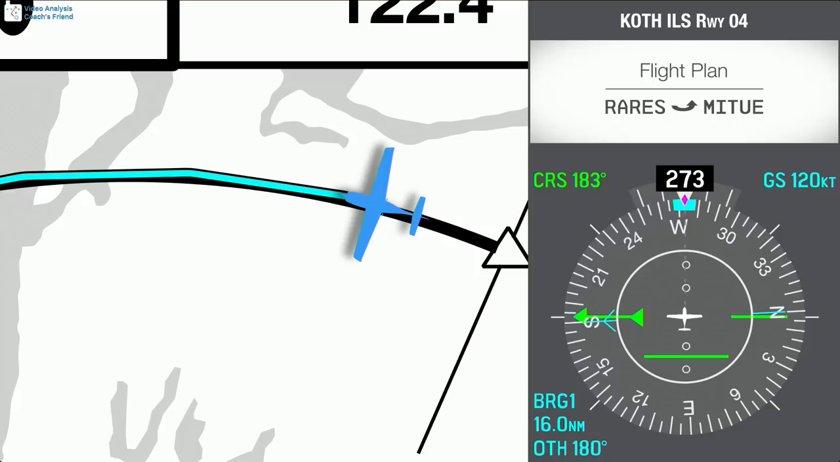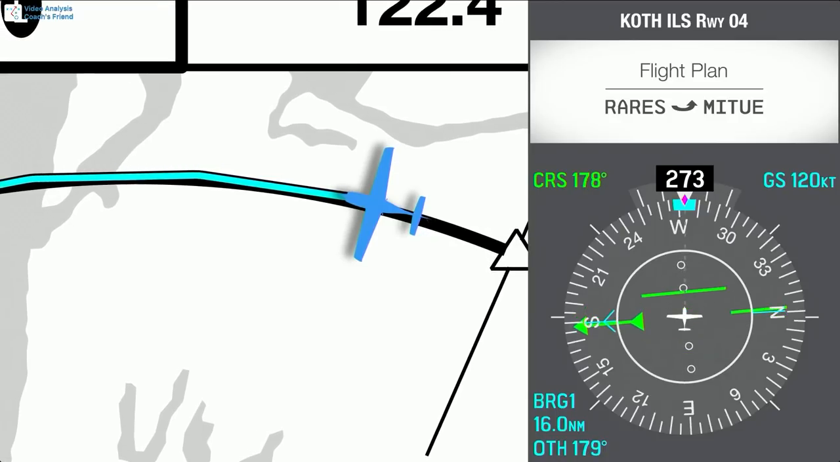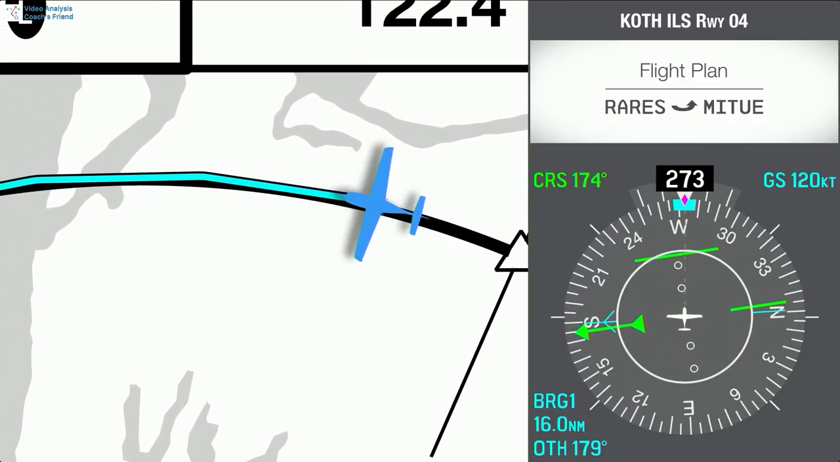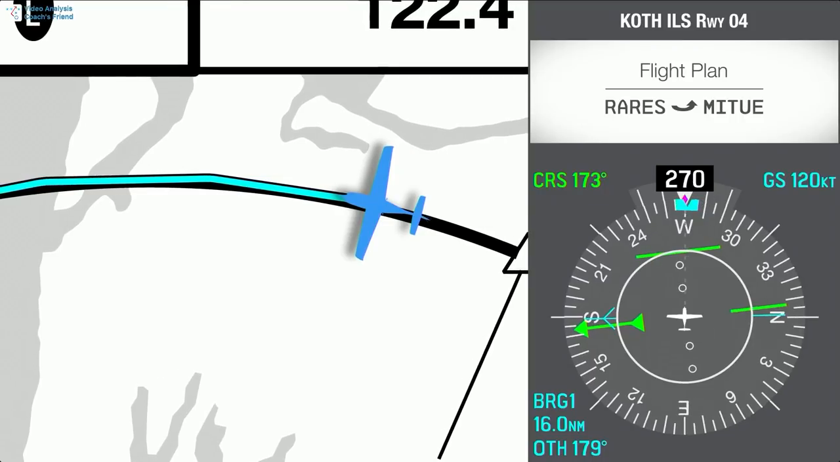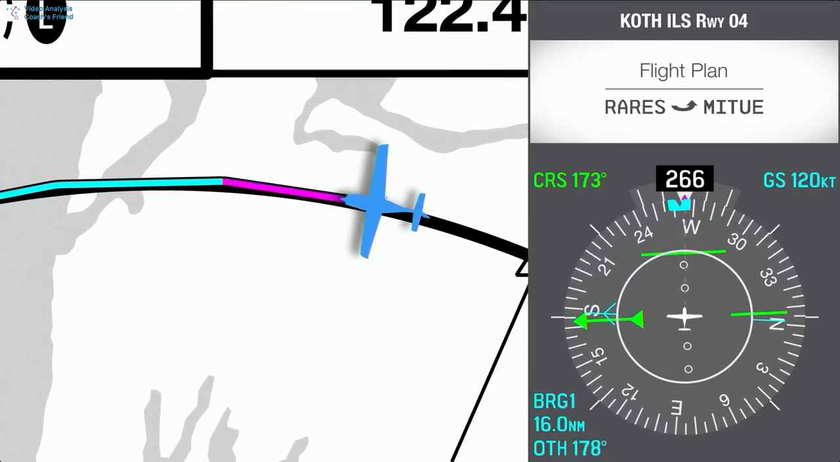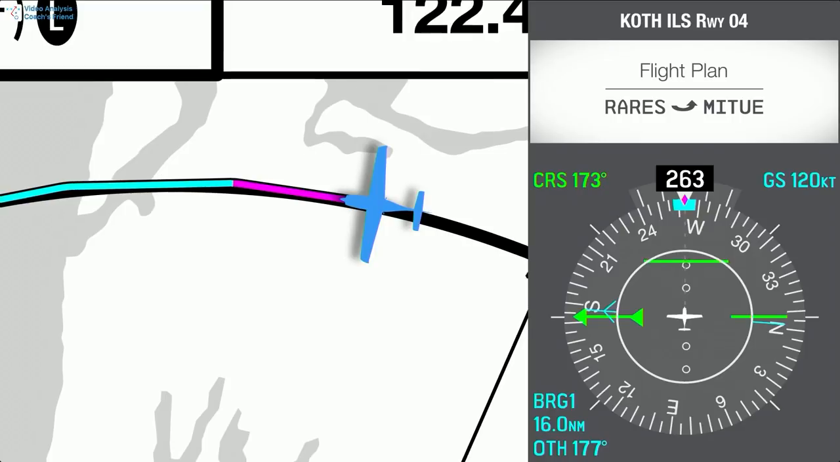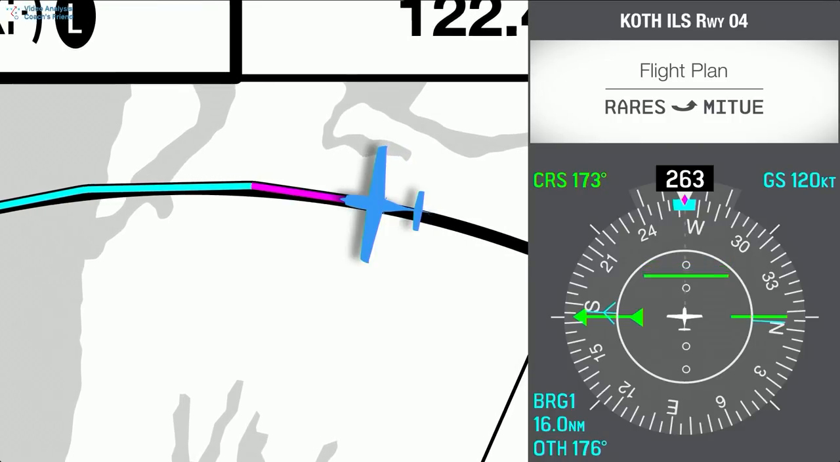And then I'm going to twist. So watch, the CDI is going to twist left because I'm turning left. I'm arcing left here. So I'll twist it and I don't count out 10 degrees. I just wait till it hits full scale deflection. And now I'm going to move my heading indicator or my bug 10 degrees and turn 10 degrees left. And now I'm flying through.